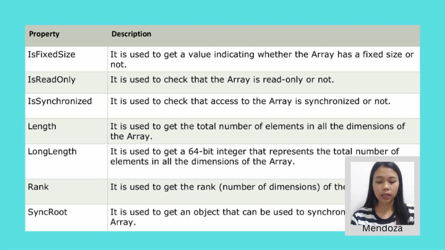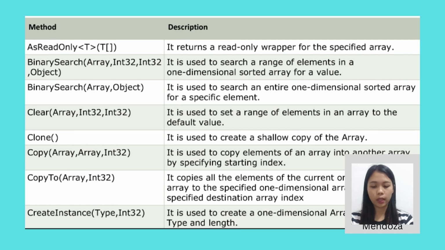Sync_root. It is used to get an object that can be used to synchronize the array. It's an internal object a class uses to allow multiple threads to access and share its data. Some classes expose the sync_root object so that client code can also gain exclusive access for operations that need to be atomic. As read-only. It returns a read-only wrapper for the specified array.